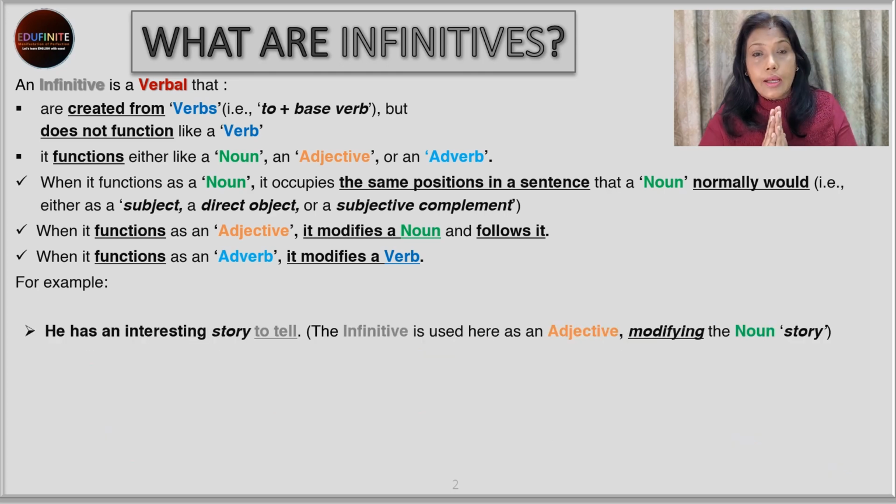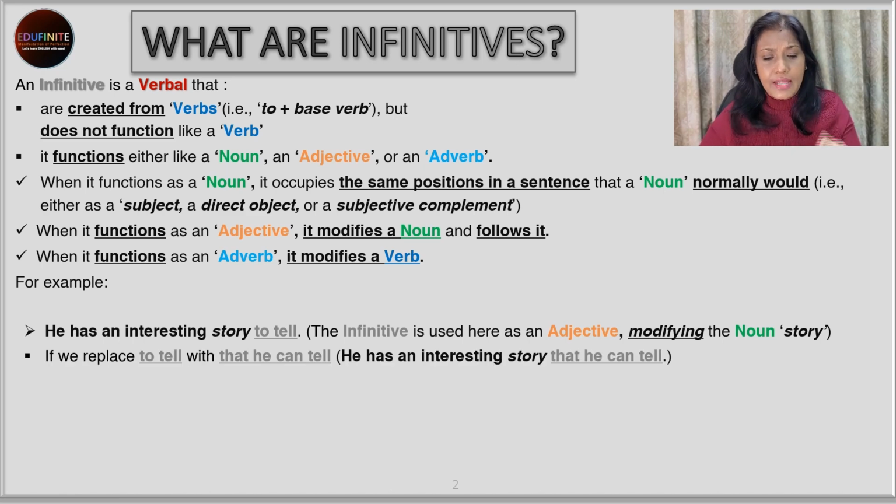Well, next, let's look into how does it function as an adjective. He has an interesting story to tell. So what will he tell? A story. So to tell, what is it doing? It is modifying the noun story. So that's the function of an adjective. So here, to tell, this infinitive is functioning as an adjective.